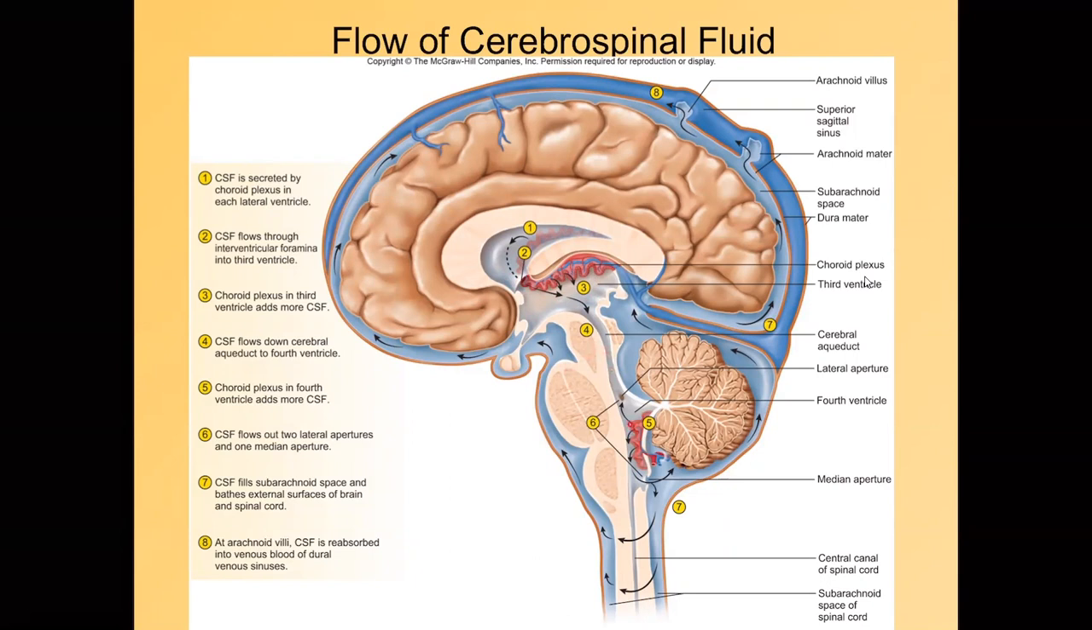Okay, then it'll flow out. There are lateral apertures and there's a medial aperture. Those are basically just little holes, so the fluid will flow out and go around the brain. In the subarachnoid layer, it can go down the central canal and the spinal cord, and it'll go around and protect the spinal cord. So it's providing this cushiony barrier. It's going to help protect your brain.